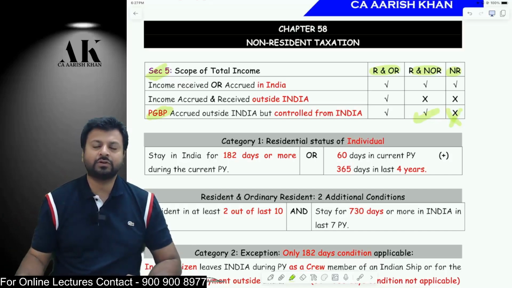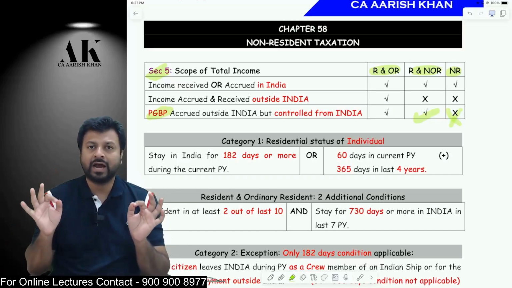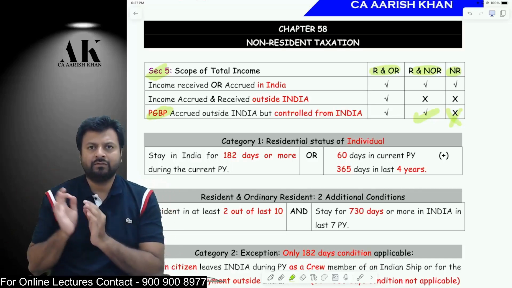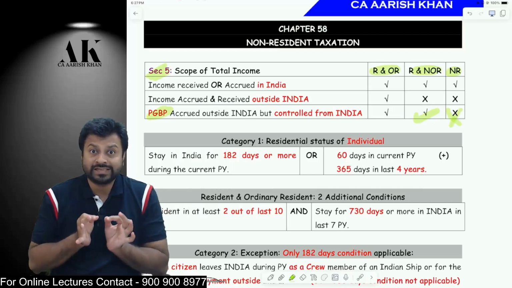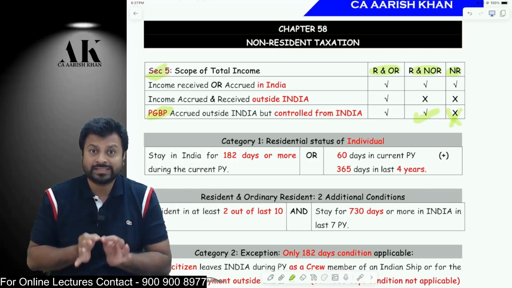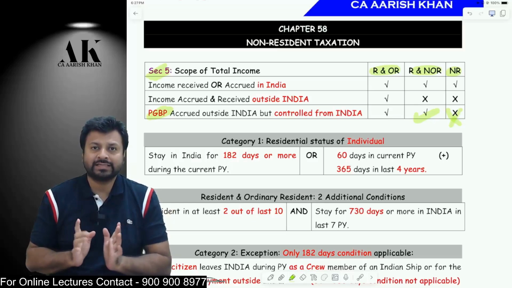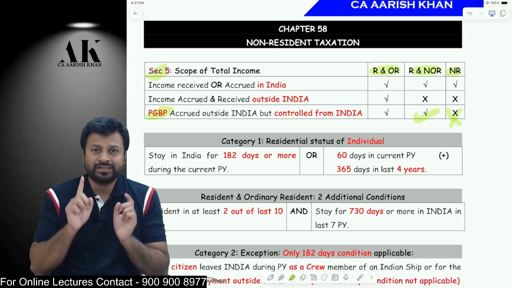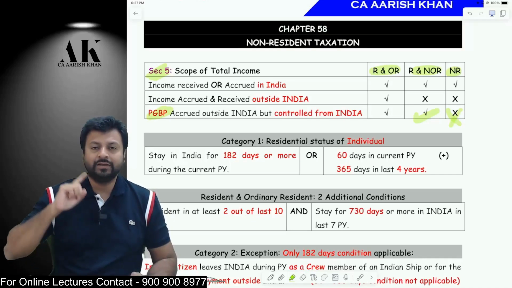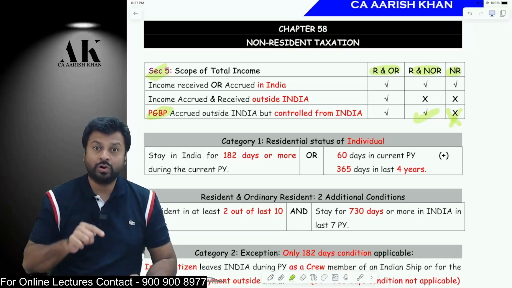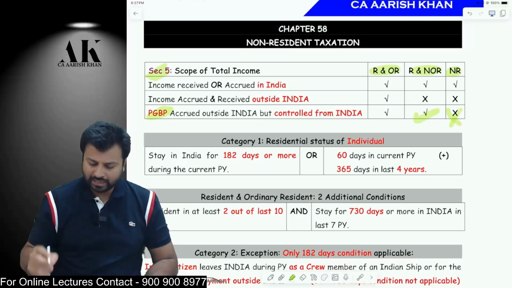Let me summarize for you all once again that for R and OR, world income is taxable. For NR and NOR, only income which is accrued in India or deemed to accrue in India or received in India, deemed to receive in India are taxable. And the difference between NR and NOR is only because of one income, that is PGBP. If PGBP is accrued outside India but control is done from India, then NOR will pay tax, NR will not pay tax. Okay. I hope it is clear to all of you.